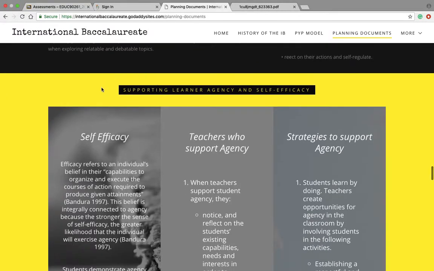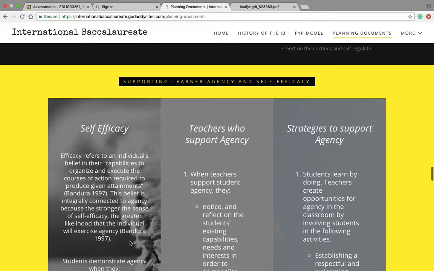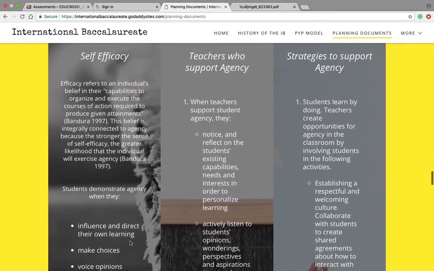In the new enhanced curriculum, it is strongly linked to self-efficacy, where an individual's belief in their capabilities to organise and execute the course of action required to produce given attainments. The belief is connected to agency because the stronger the sense of self-efficacy, the greater the likelihood that the individual will exercise agency.